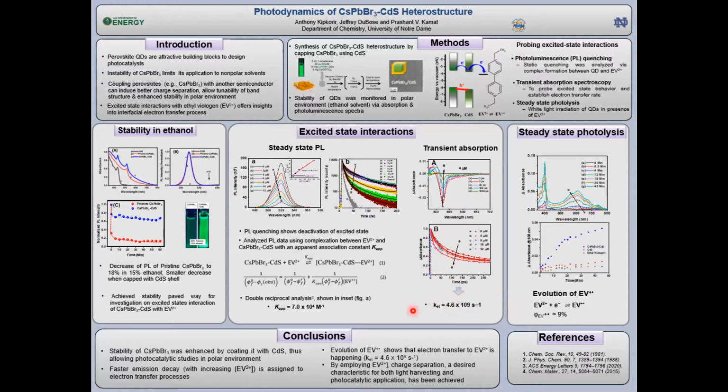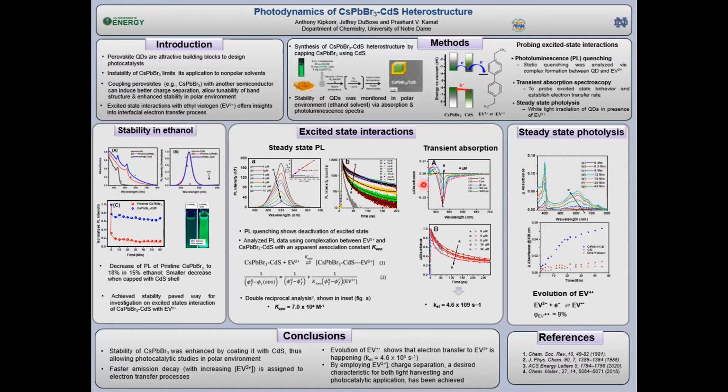And we calculated the electron transfer rate constant to be in the order of 10^9. Finally, just to see visually what is happening, we did steady state photolysis by putting the perovskite together with ethyl viologen and bombarding it with photons from 400 to 900 nanometers, and see what is happening.